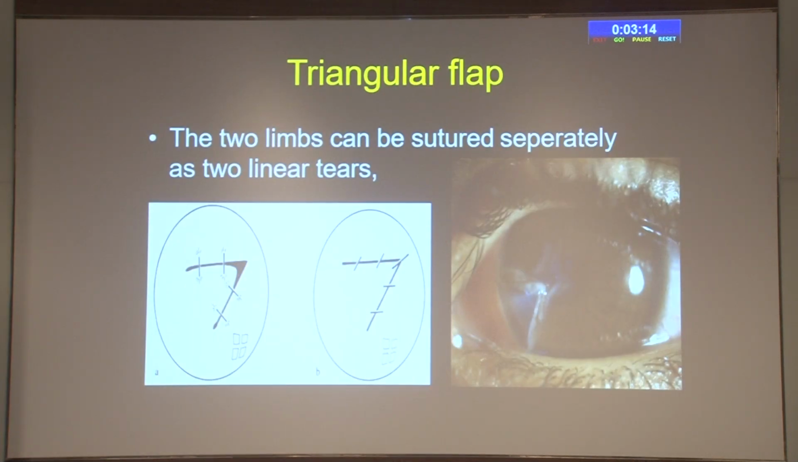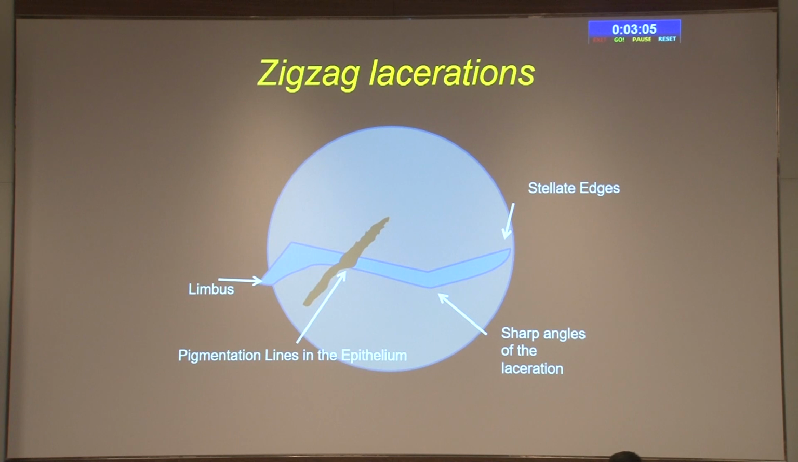So coming to the next, if you get a triangular shape injury, you have to consider the two limbs of the triangle as separate linear lines and suture like this. So if you get a zigzag laceration like that, you have to use the following anatomical landmarks, which help to maintain its integrity and the prolate shape. So the major landmark is the limbus. Next is the pigment line in the cornea. Third is the sharp angles at the laceration edges, and the fourth is the stellate edges.